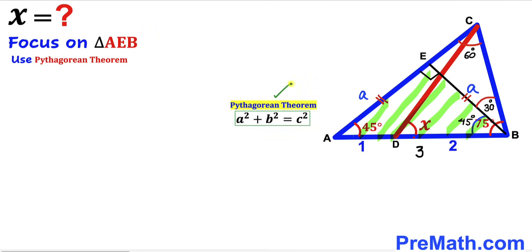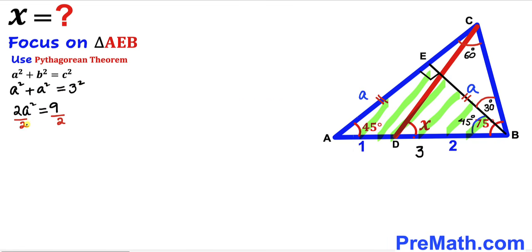And here's our Pythagorean theorem: a square plus b square equals c square. And in our case, our hypotenuse is 3 units, whereas our two other legs are a and a. So let's go ahead and fill in the blanks in this formula. So a square plus a square equals 3 square. Let's divide both sides by 2. So this 2 and 2 is gone. So therefore a square turns out to be equal to 9 divided by 2.